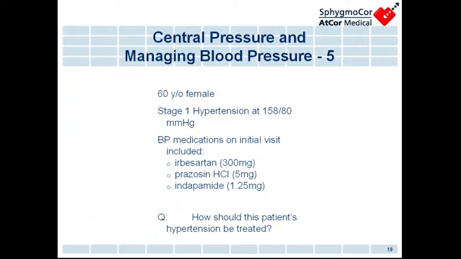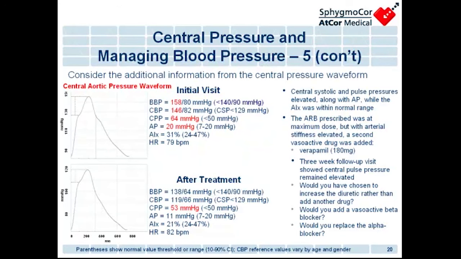Well, let's see what the central pressures look like. And as you can see, when we look at the central pressure, we have an elevated central blood pressure. We've got a high pulse pressure again, and a very high augmentation pressure. Now, what was started on this patient, I have to go through here, verapamil was used, and although there was improvement in the central pulse pressure, it was still somewhat elevated.